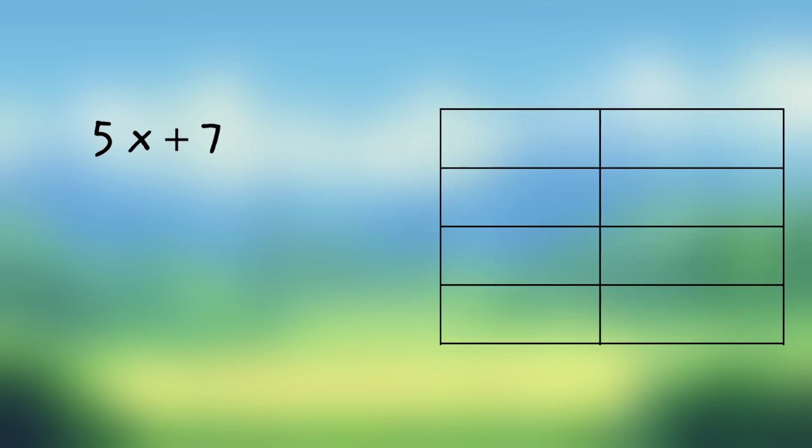So we're going to do this for several numbers, and we're going to keep track of our work by creating a table. In the first column, we will put what number we put in for x, and in the second column, we will have what calculation we get. What is the output of our calculation? Let's begin with the number 1.